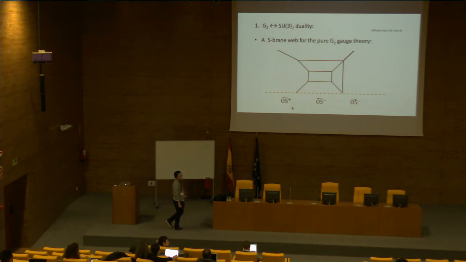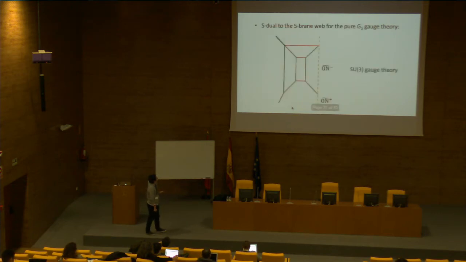So we can use this web diagram for the pure G2 gauge theory to think about the duality which was proposed by using a geometric construction. So the duality is something like this one. Pure G2 gauge theory is dual to pure SU(3) gauge theory with Chern-Simons level 7. So this was a 5-brane web diagram for the pure G2 gauge theory. And the duality between this pure G2 and SU(3) with Chern-Simons level 7 will be understood as S-duality in this case. So if we perform S-duality, which is essentially a 90-degree rotation of this diagram.